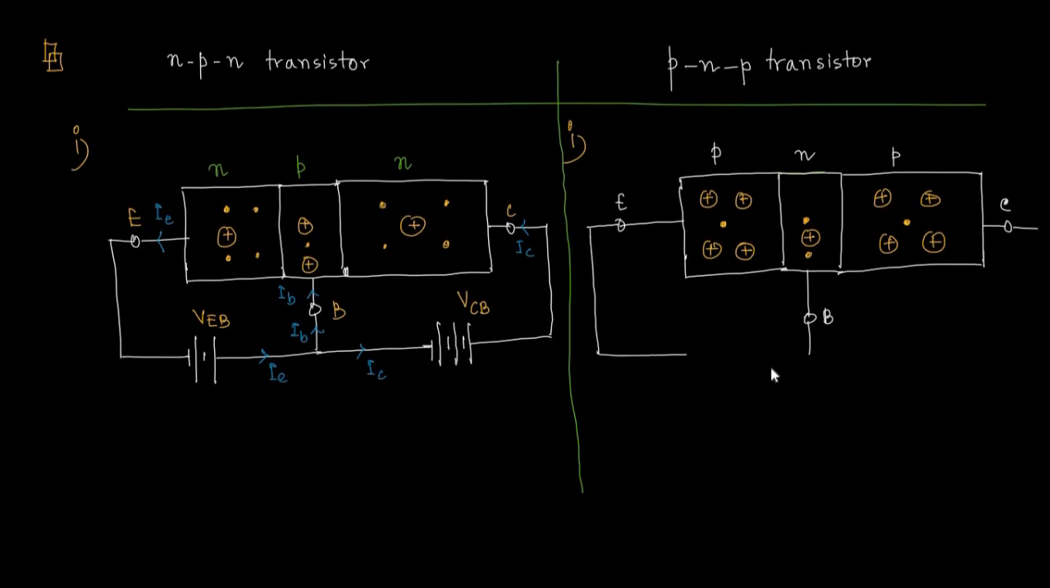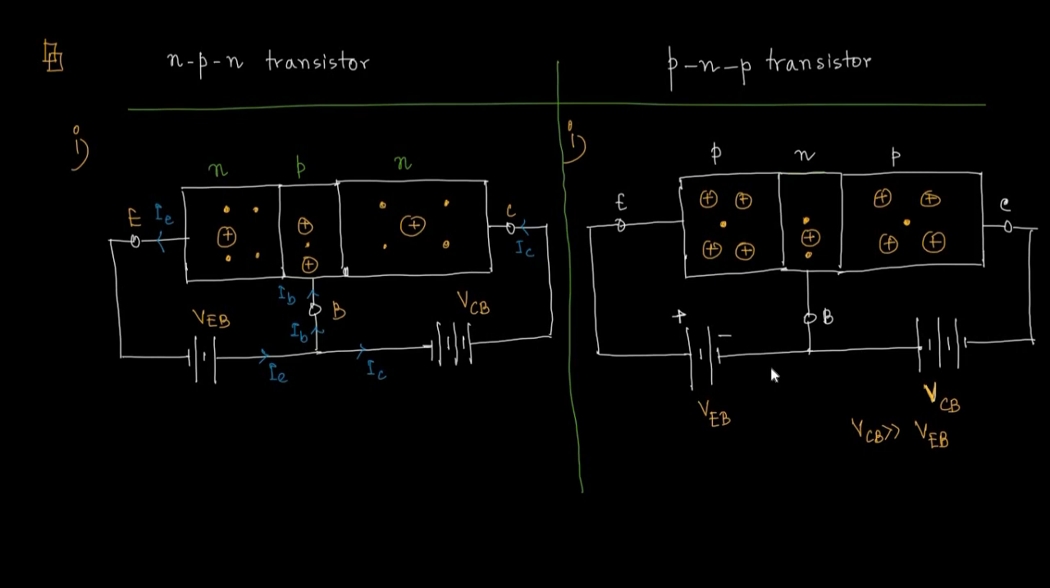Now we can connect an external battery VEB for having forward biasing of emitter E, and in this case positive terminal of the external battery is connected to P-type emitter. VEB is the EMF of the external battery which is providing forward biasing of emitter with respect to base. On the right hand side we can connect another strong battery for having a reverse biasing of the collector. VCB is much greater than VEB because collector is reverse biasing which offers very high resistance.